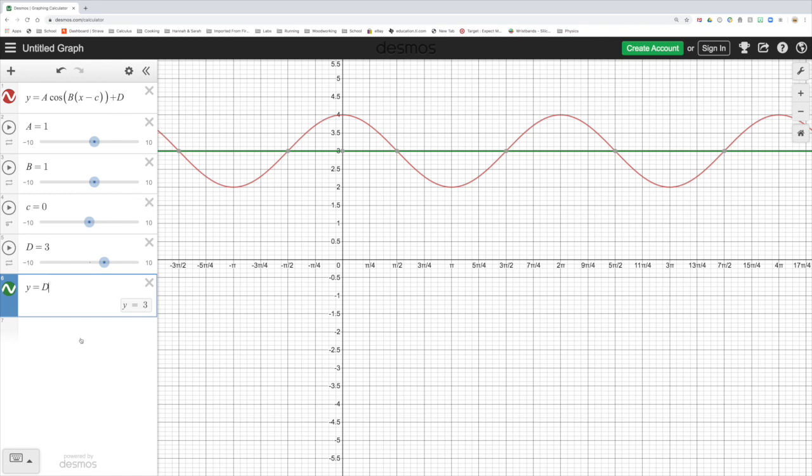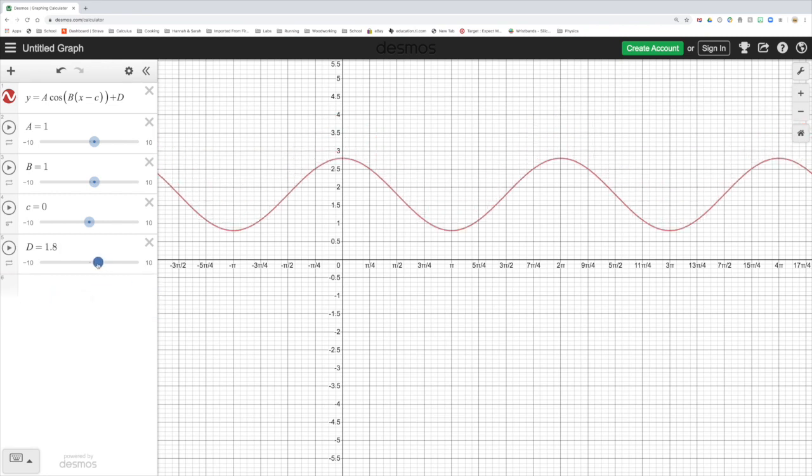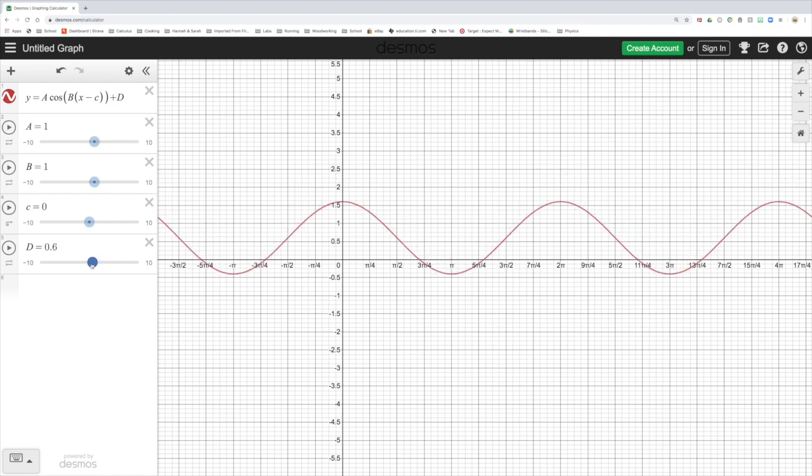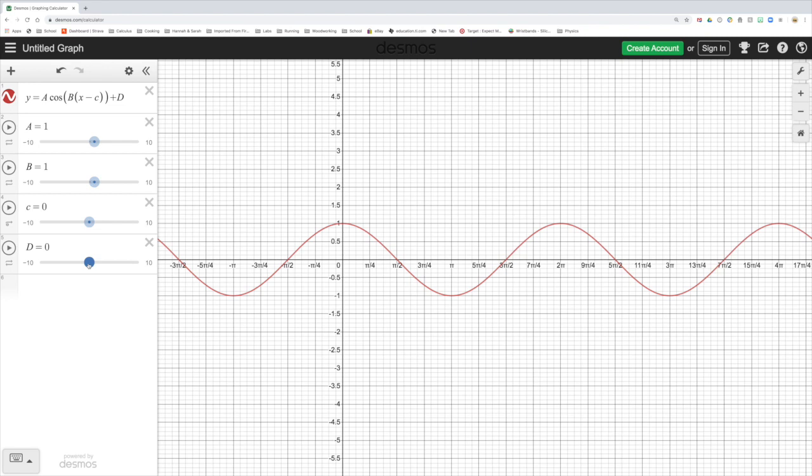Now let's talk about B. I'm going to delete this. I'm going to move my D back to 0, so it's back to the regular basic cosine curve. Now, what happens with B? Recall, this is inside the function, and it's working on the x's, so it doesn't do what we think. If I make B be 2, and remember, right now it repeats every 2 pi, this is the horizontal stretch and shrink.